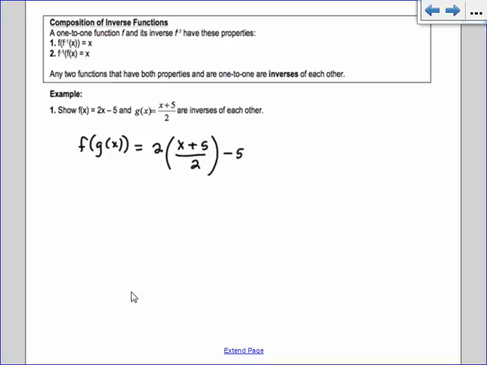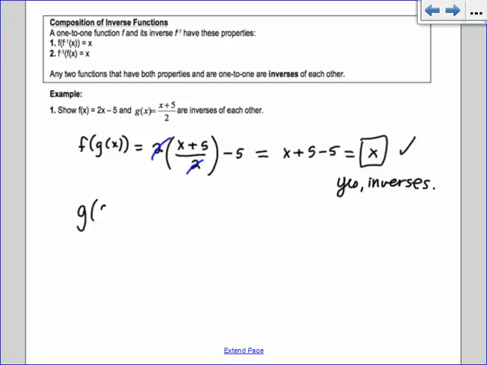All right, so it looks scary, but it's not, because what happens is the 2's cancel. So we get x plus 5 minus 5, which is just x. If you get just plain x out, that means that they are inverses of each other. So yes, inverses. And it doesn't matter which way you do it. If you do g of f of x, you will also get x.